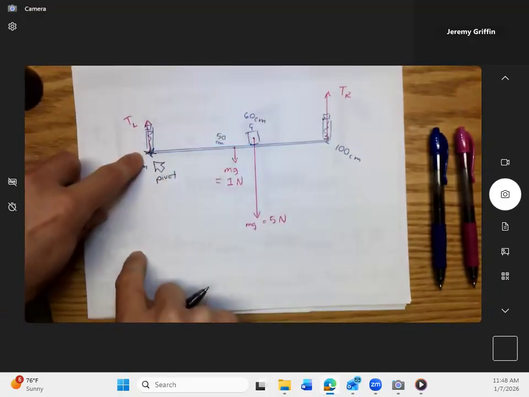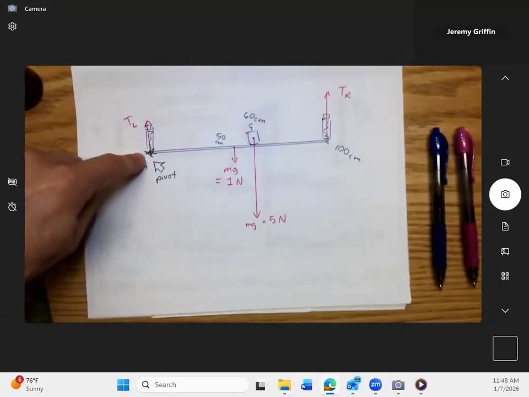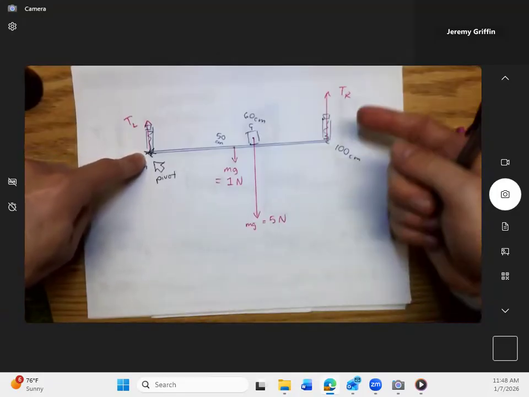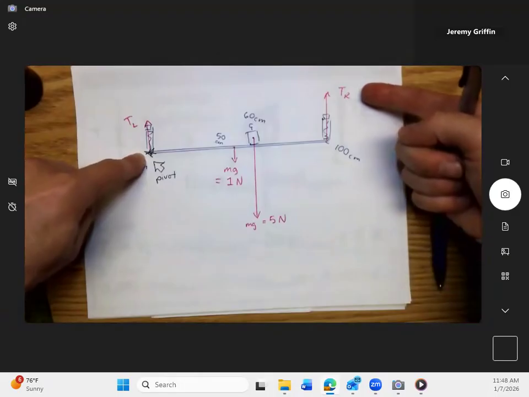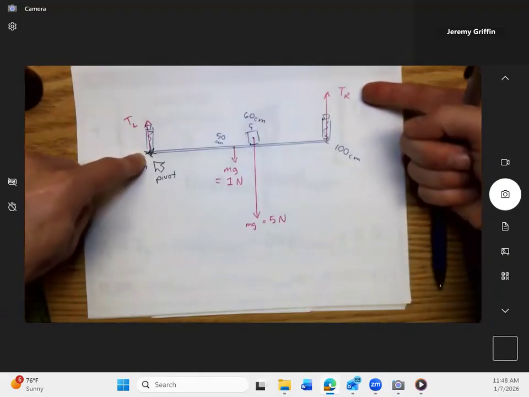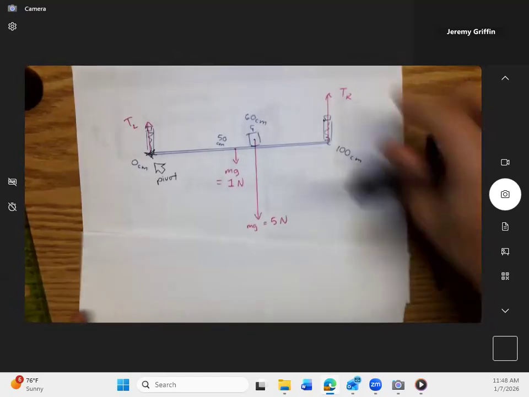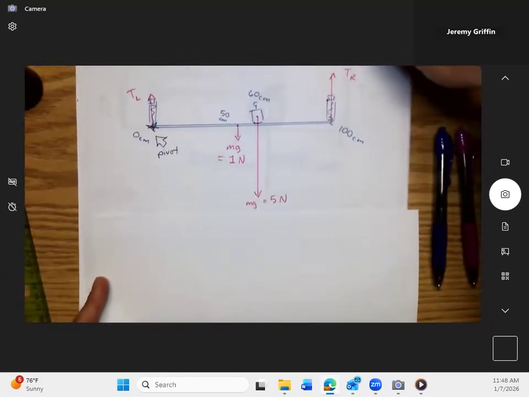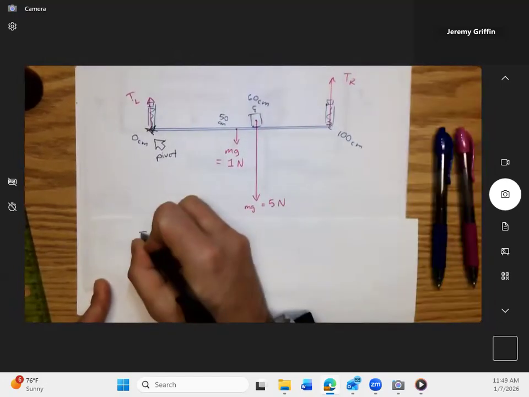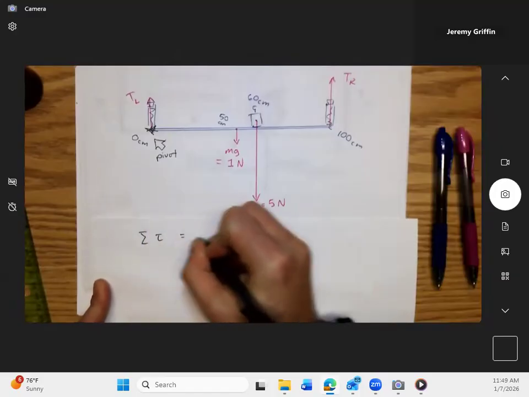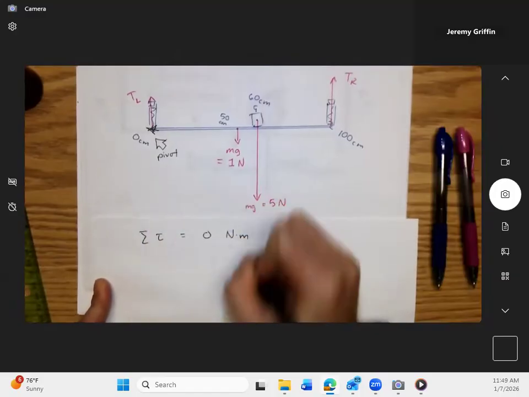Since I picked that point on the left, I know that the left tension causes 0 torque about that point. If that's the door hinge and I push on the door hinge, there's no torque. Therefore, when I set up a torque equation, I'll only have 1 equation and 1 unknown, and I can solve that. So let's do that. The sum of torque goes to 0, and that's in newton meters, of course.